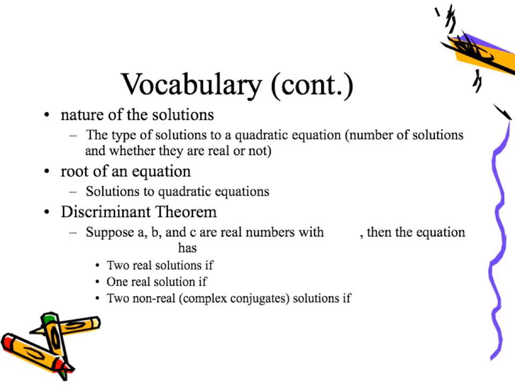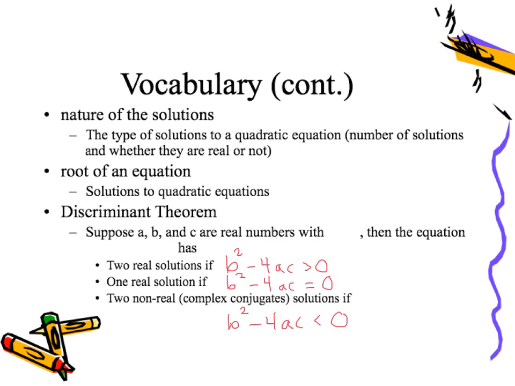So this is what the discriminant theorem tells us. It basically tells us those things that we just identified. You'll have two real solutions if b squared minus 4ac is positive. You'll have one real solution if b squared minus 4ac is 0. And you'll have no real solutions, we'll learn these are called complex conjugates, when b squared minus 4ac is negative, because you can't take the square root of a negative number.